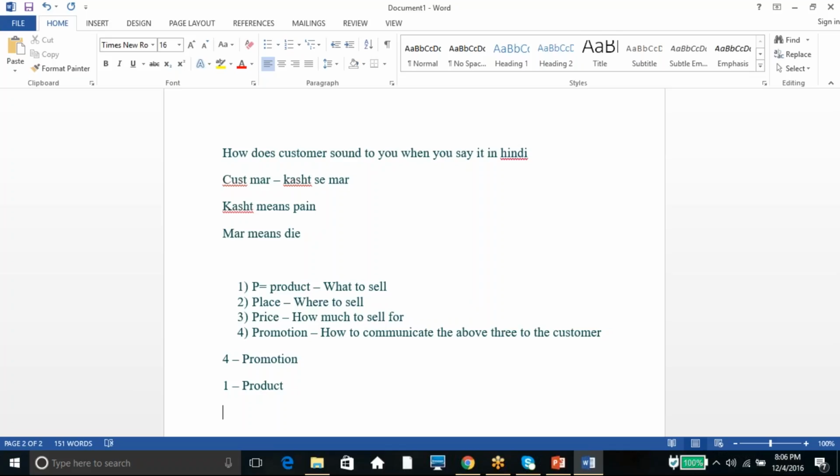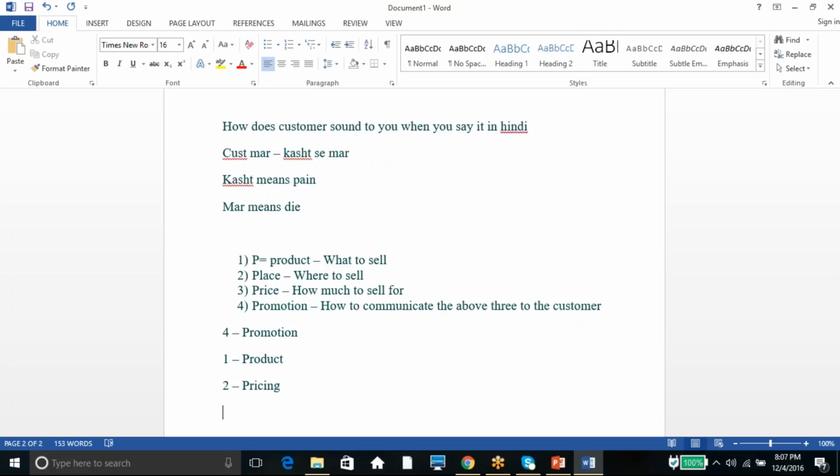But in the current scenario, two is now about pricing. And this is because we have a very large virtual marketplace that is being formed. And in the virtual marketplace where everything is accessible to anybody from anywhere, the relevance of place as such has decreased to a large extent.